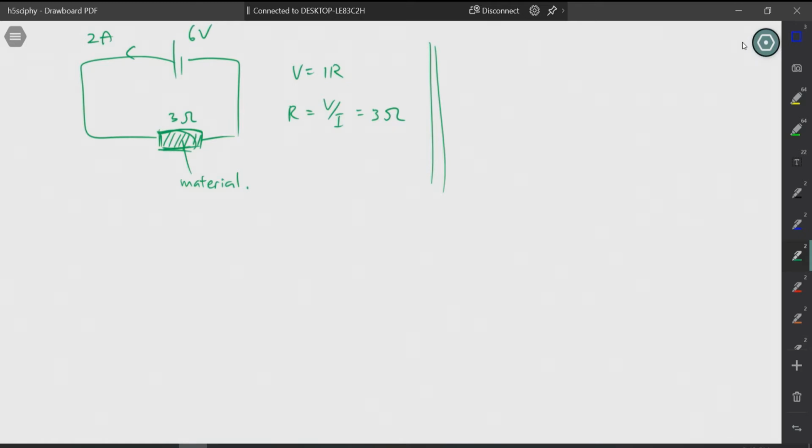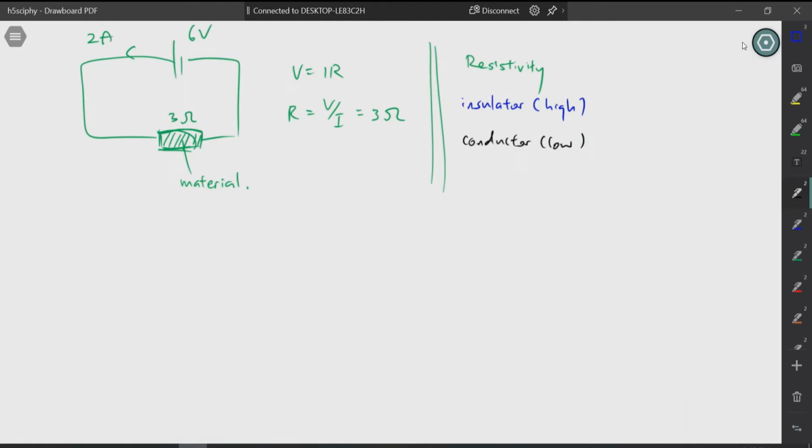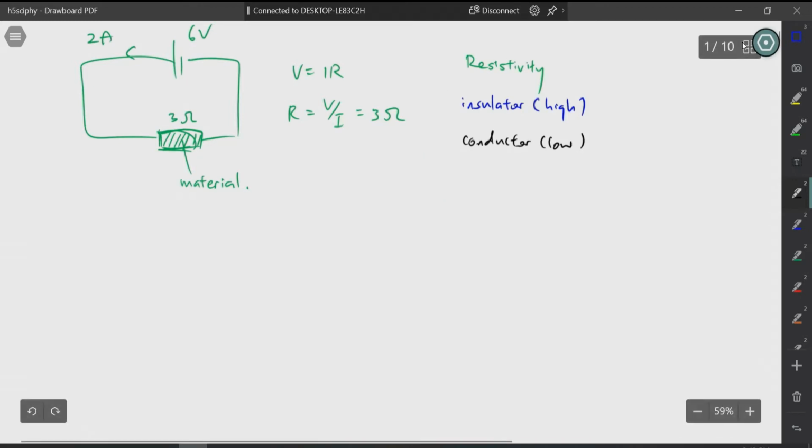Okay, so insulators generally have higher resistivity. So we have this thing called resistivity. It is a property of the element itself. Generally insulators have high resistivity, while conductors have low resistivity. In other words, the conductivity is high. Because if your resistance is low, you can conduct electricity easier, right? So it is easier for you to conduct electricity.